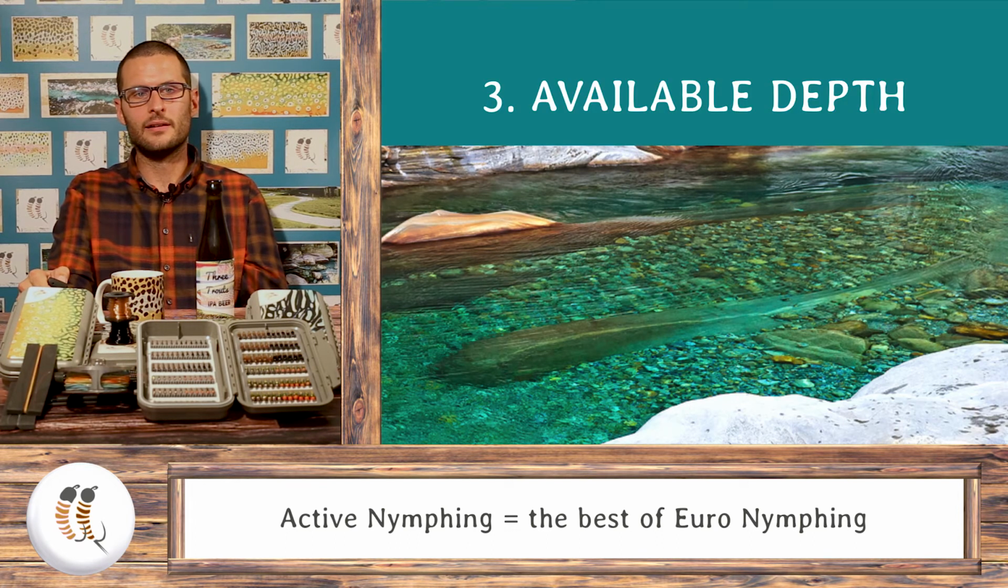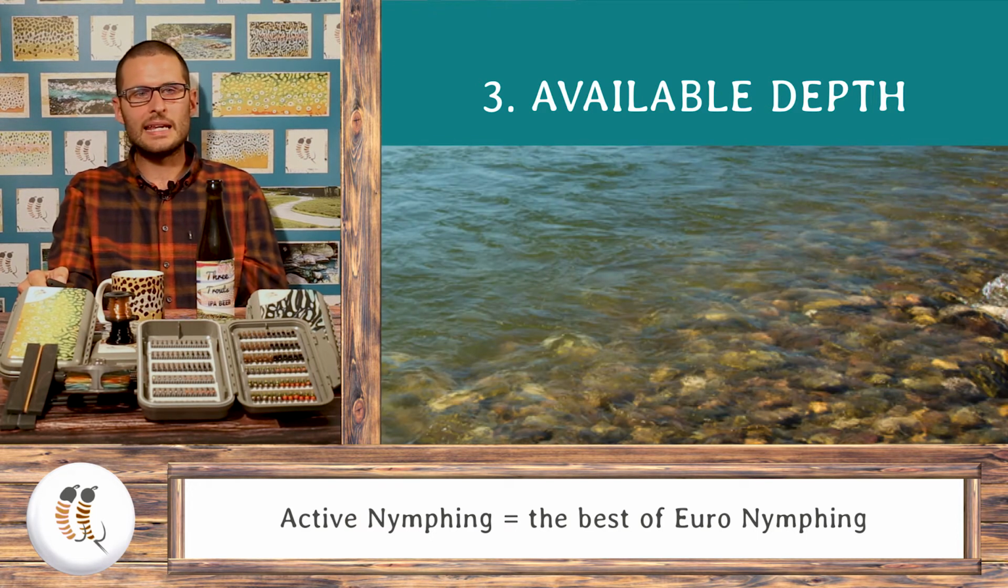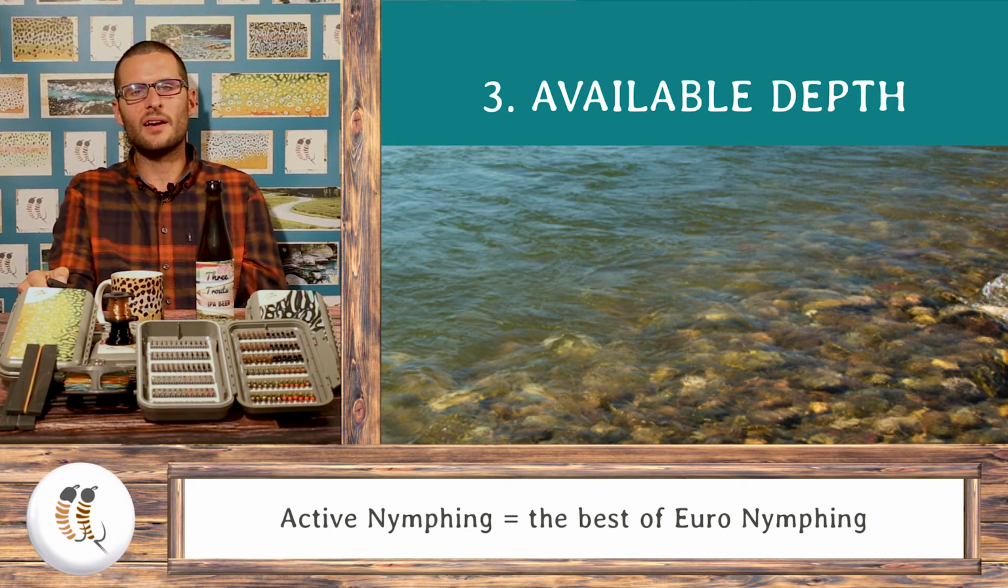So, example here, there's not enough available depth. The water is crystal clear, so it's not a good spot for active nymphing. Here it's getting better. There's a nice ripple, but it looks like there's very little depth, and you will just arrive on the side of the river and the fish will go away. So don't concentrate here.